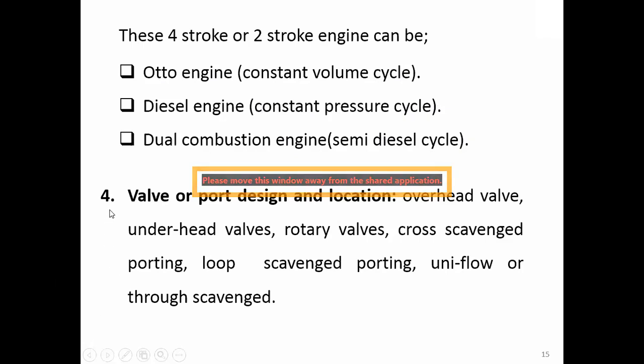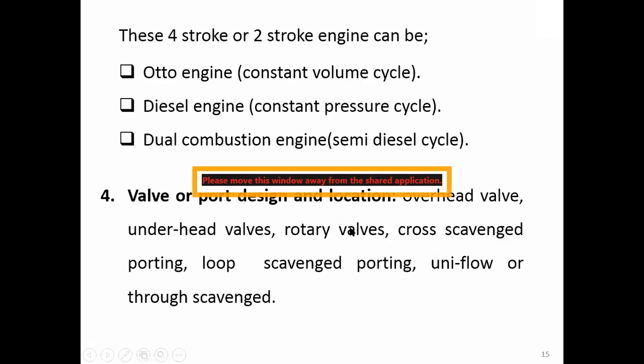Okay. We can also classify the internal combustion engine according to what? The valve or port design and locations, such as we can put the valve in the overhead, we can put the valve in the underhead. This valve is used for what? Okay, this valve is used for bringing in the mixture or the air fuel mixture and releasing the exhaust out, right? It has to flow through the valve. So we can classify the engine according to the valve positions or the type of valve, such as the rotary valve here.